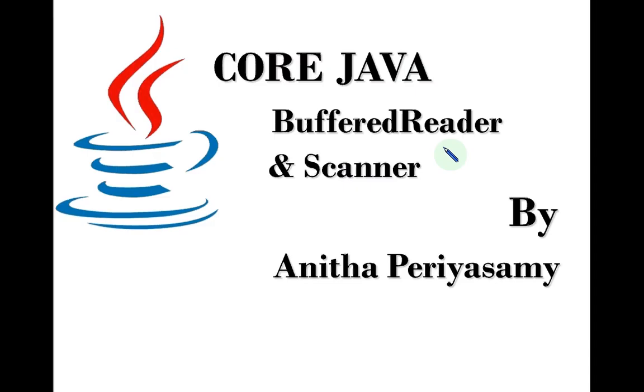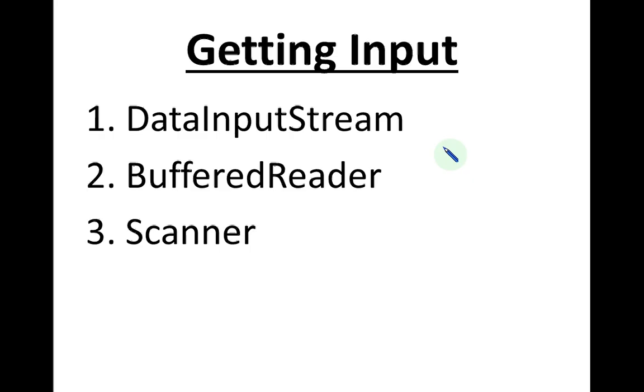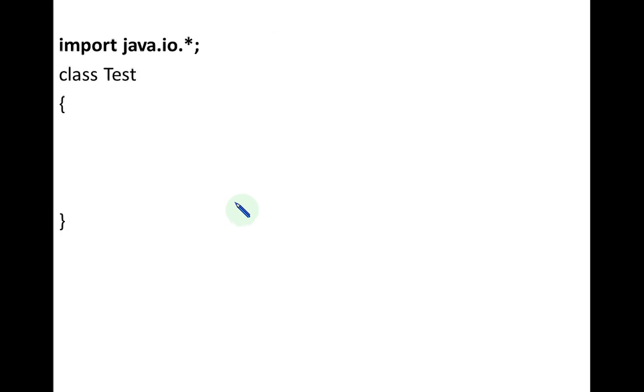So now we are going to see two classes, namely BufferedReader and Scanner. These three classes, namely DataInputStream, BufferedReader and Scanner, help us to get input from the keyboard. We already discussed DataInputStream. Now we are going to see the two remaining classes, BufferedReader and Scanner. First we are going to see BufferedReader. So how do we get input from the keyboard by using BufferedReader?